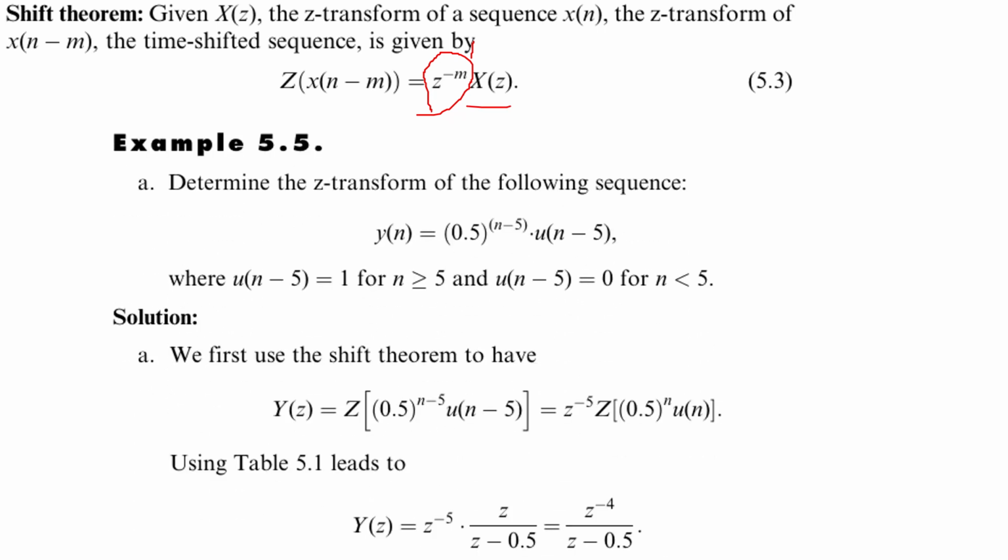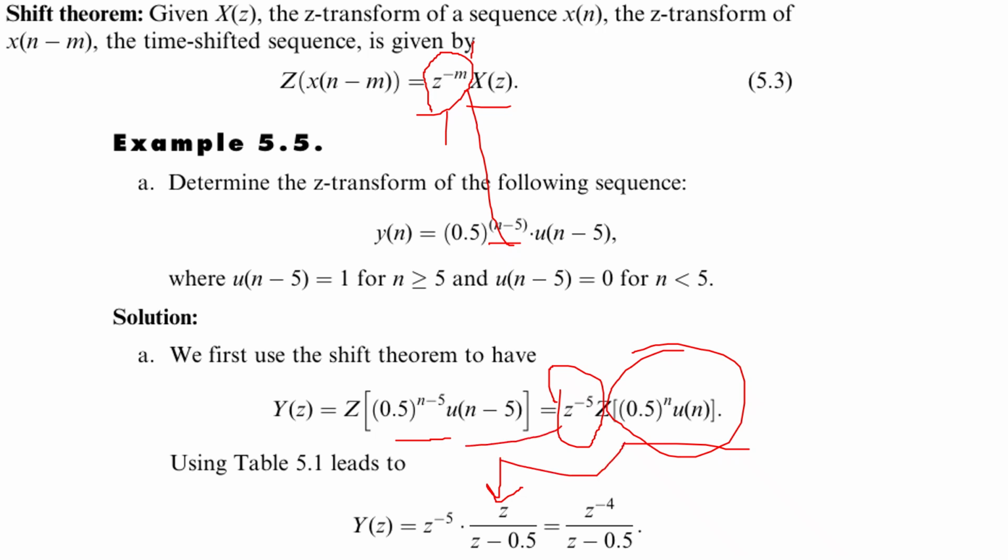Here is one problem. Suppose you are shifting n minus 5, so m is equal to 5 here. Now you have to multiply by z to the power minus m, here z to the power minus 5, and then get the transform of the remaining part. This transform is very simple, we already got it, so here is the Z transform of this function and then z to the power minus 5. Multiply this and get the final value. This is one simple application of these properties. So the property is very important.